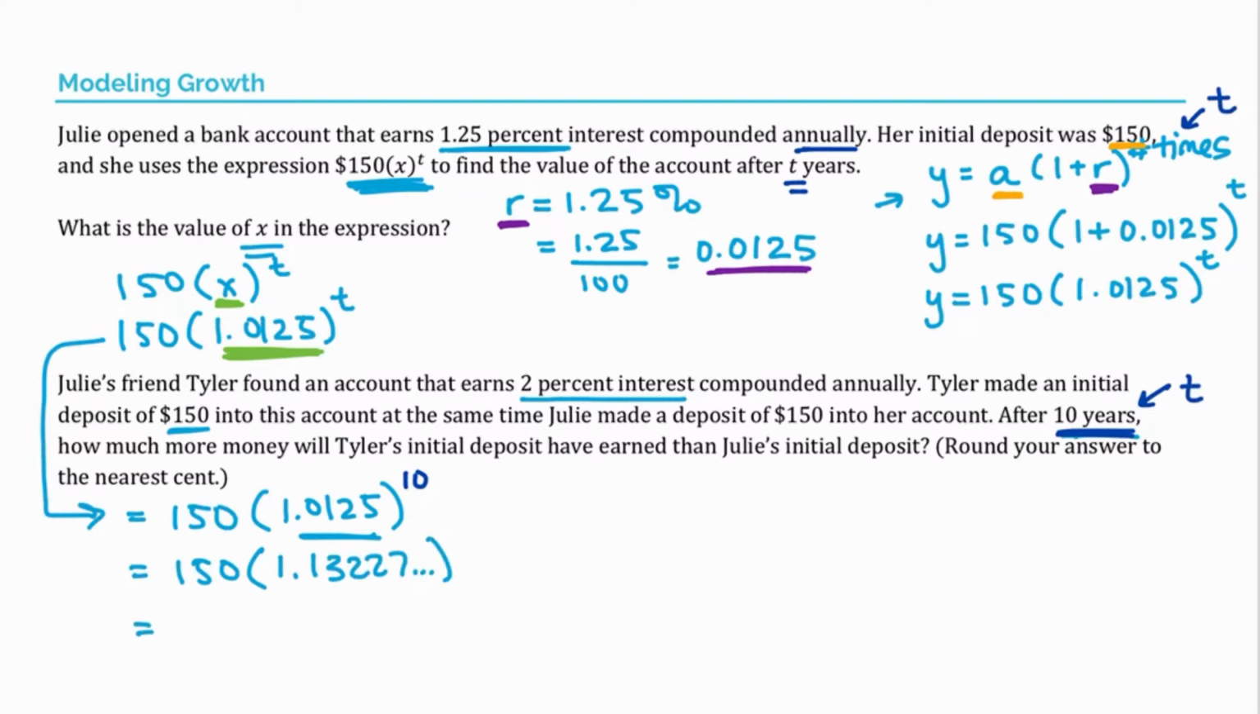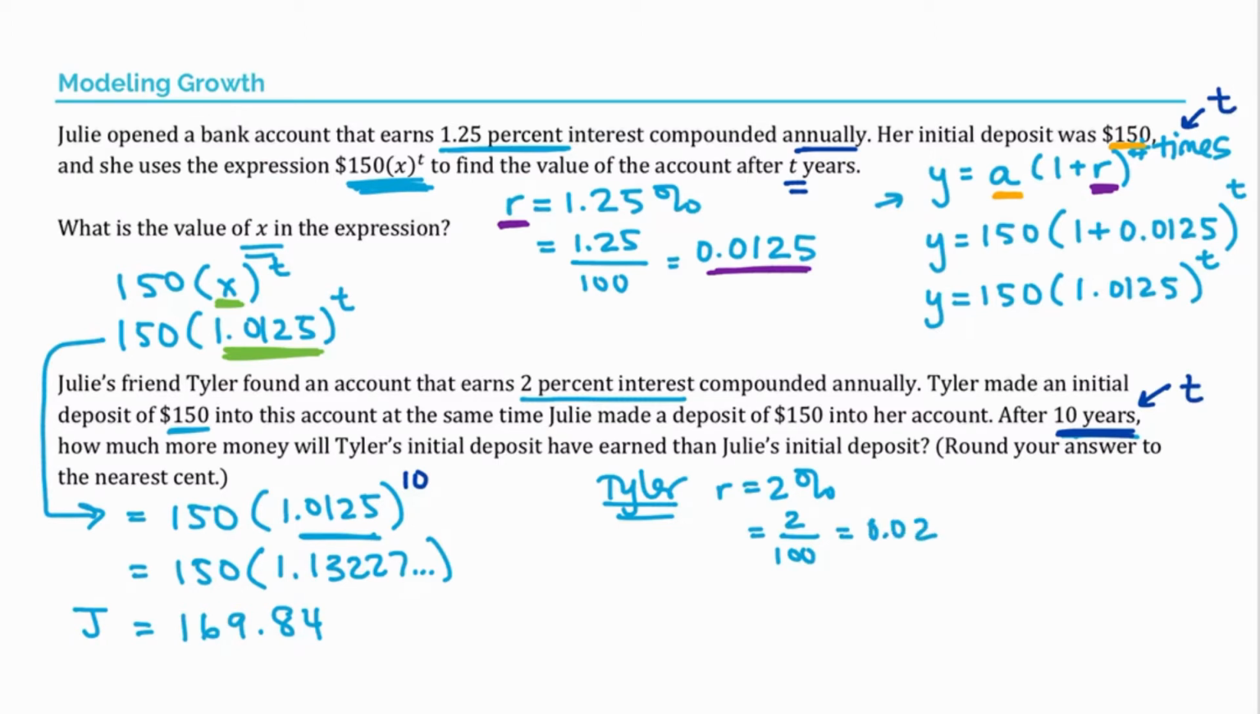Do that multiplication by 150 and we find out that Julie's going to have $169.84. I'll put a little J for Julie after 10 years. So now let's figure out how much Tyler is going to have. Well, remember for Tyler that his rate is 2%. When you see a percent, you do over 100, so 2% is 0.02.